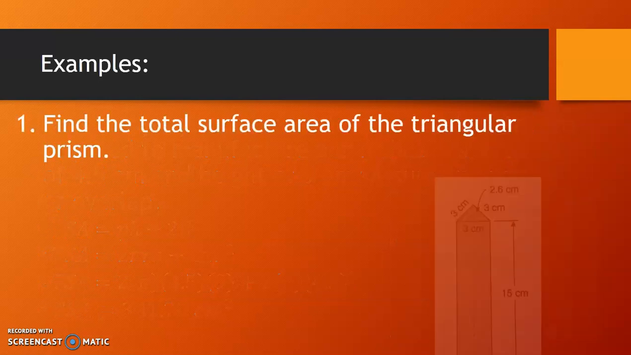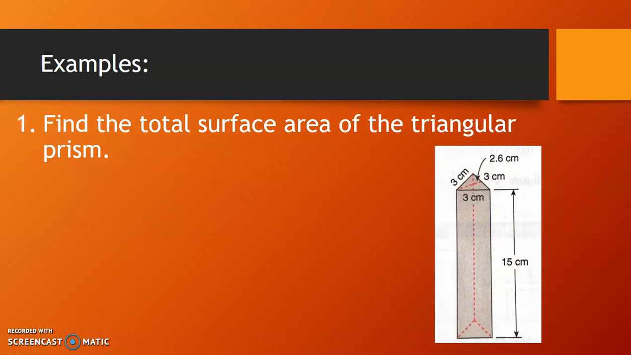Next one here, find the total surface area of the triangular prism. So just take a note that this time your base shape is a triangle. So when you're finding the perimeter of the base and the area of the base, you'll have to think about a triangle shape, like what are those formulas? The height of this prism is 15 centimeters because that's the distance between the two triangle bases.